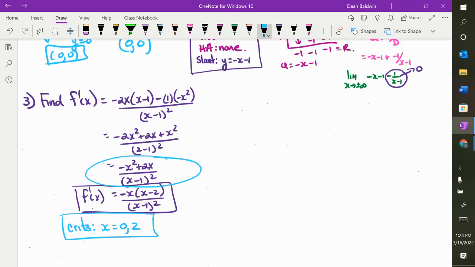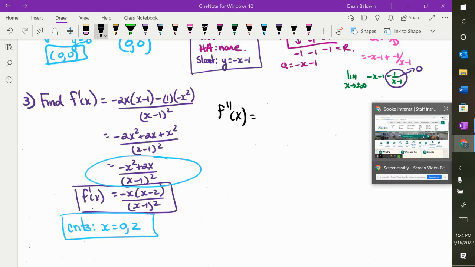The crits are 0 and 2 because it's what makes the top equal 0, right? Yes. Double check because he said that and I was not listening. I was writing. The second derivative is going to take a bit longer. You know when you have to, never mind, I'll figure it out.